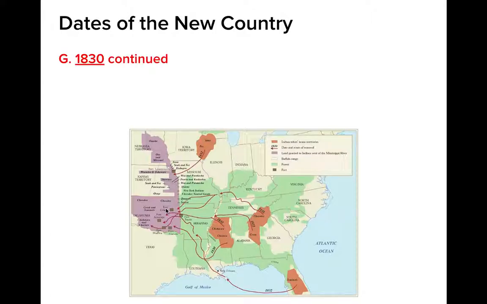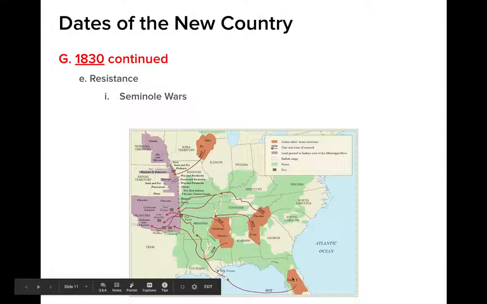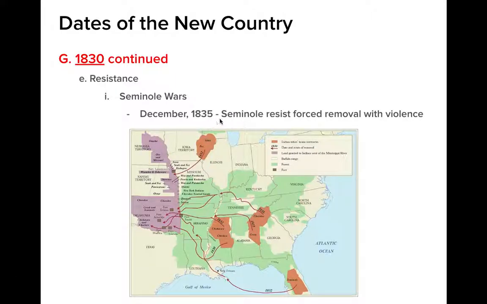And 1830 continued. There is resistance, and there's something called the Seminole Wars, so that's down here in Florida. In December of 1835, the Seminole resist forced removal with violence. This also happened in some tribes that existed in the Ohio River Valley, which is up here, where tribes put up a resistance and fought against the U.S. government because they did not want to move from their ancestral lands.